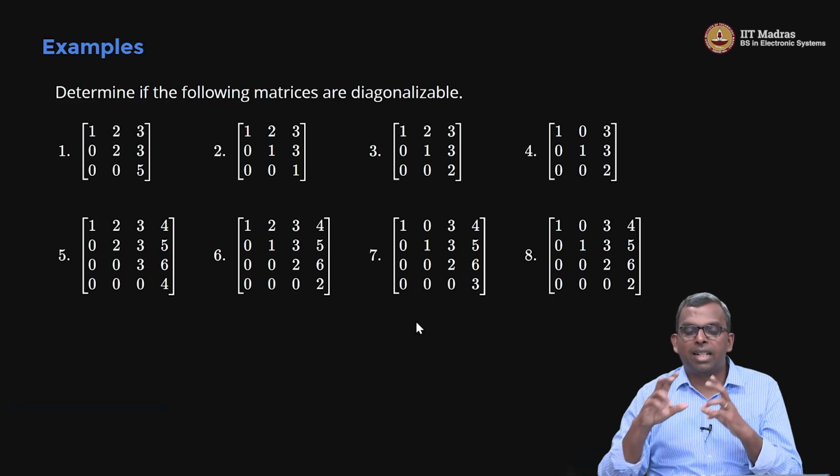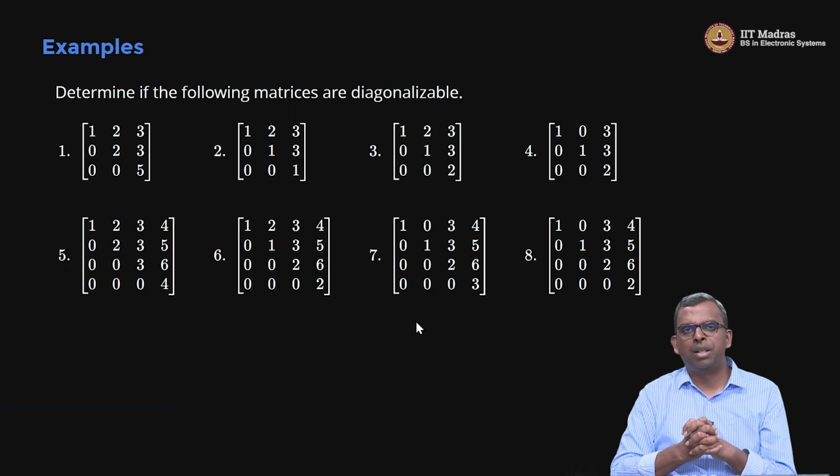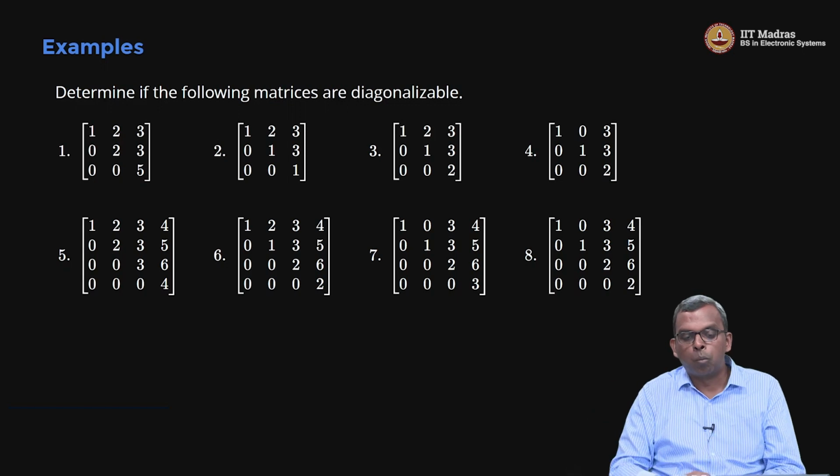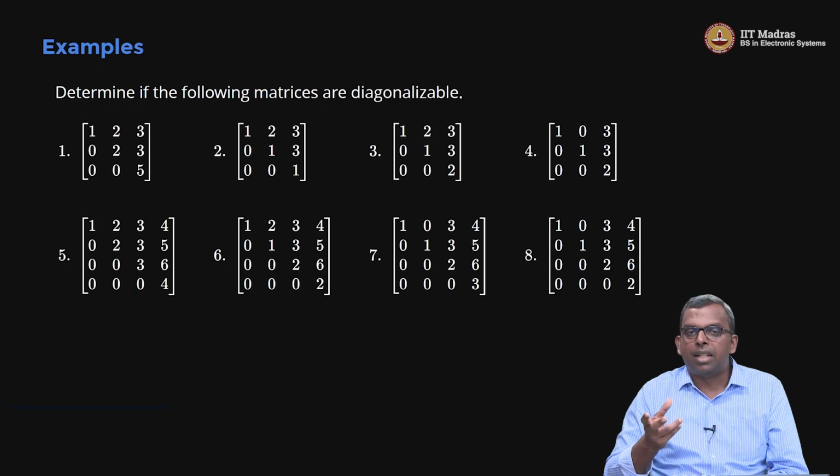Hopefully that gave you a very simple condition for diagonalizability. We saw how simple diagonal matrices are. We will see more examples as we go along, but this is a very useful result to know between multiplicity and diagonalizability. Thank you very much.